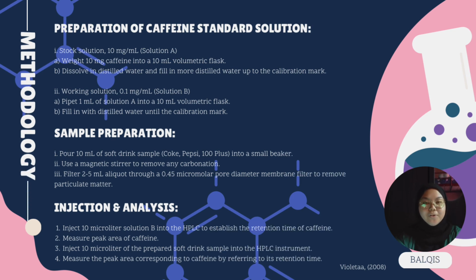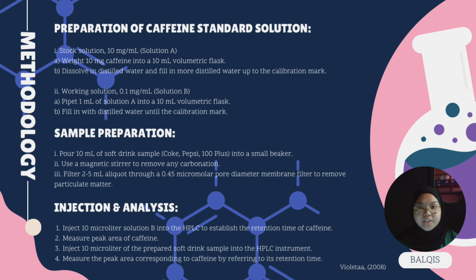Now, let's move on to the methodology. Firstly, the preparation of caffeine standard solution. First, solution A, the stock solution with 10 mg per ml. Firstly, weigh 10 mg caffeine into a 10 ml volumetric flask, and then dissolve in distilled water and fill in more distilled water up to the calibration mark.